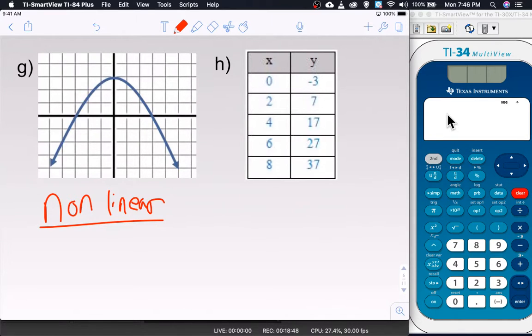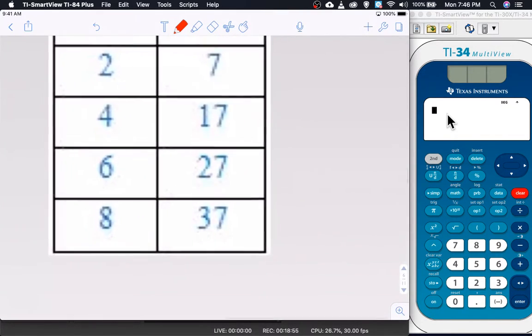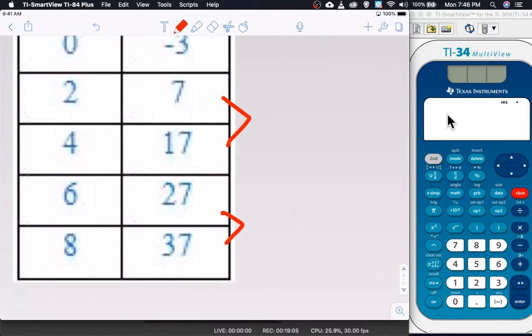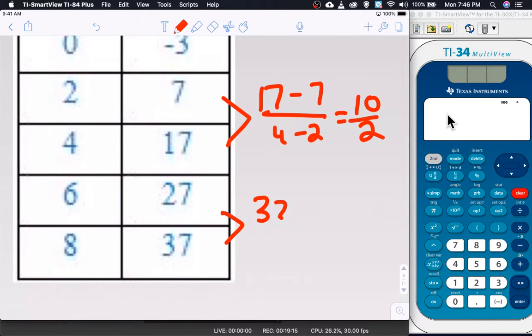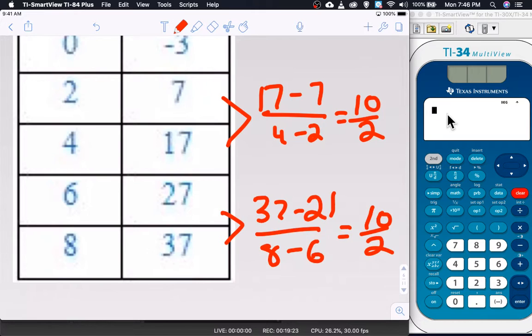Letter H appears to be linear. I think it's linear, but I'm going to double check. I'm going to find the slope here, and then I'm going to find the slope here. I'm going to use the slope method as opposed to the graphing method. So y2 minus y1 over x2 minus x1 gives me 10 over 2. Y2 minus y1 over x2 minus x1 gives me 10 over 2. They have the same slope.